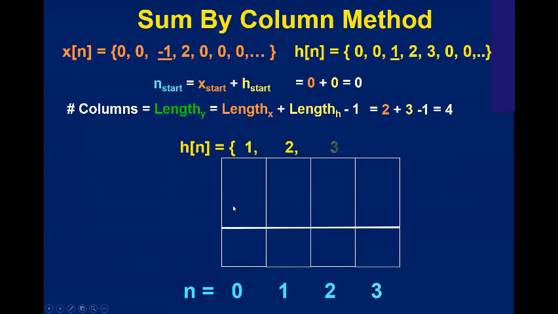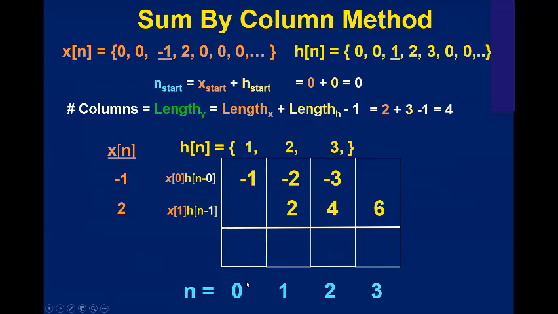And then if we just churn through the sum by column, we put our 1, 2, 3 sample values of h across the top, put our minus 1 and 2 sample values of x of n down the side, do the convolution results, take minus 1 times h of n, take 2 times h of n and shift it over, add up our columns, and we get the linear convolution result of these two short signals is minus 1, 0, 1, and 6, starting at n equals 0. Let's see if we can get that same answer out of a circular convolution.